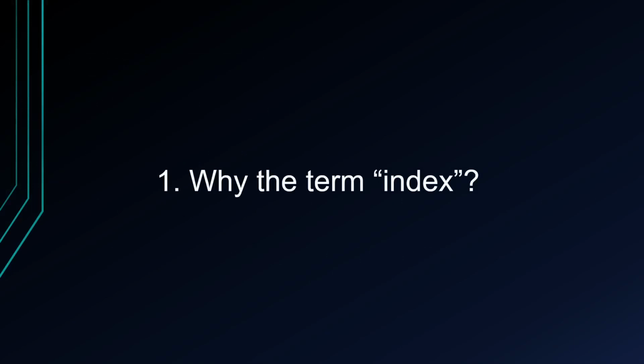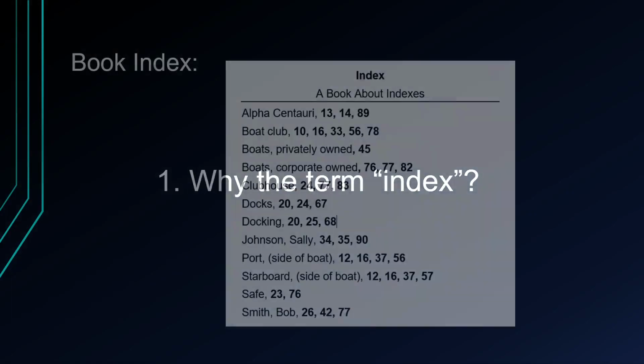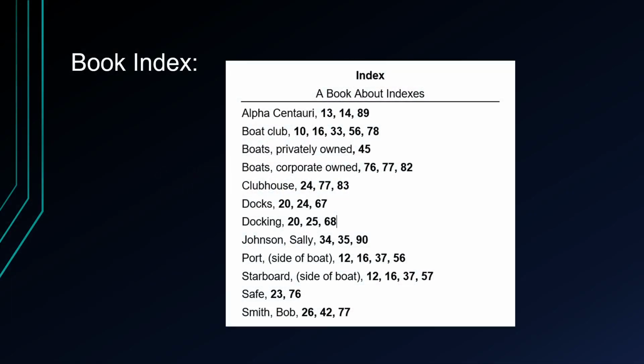Okay, so number 1, why the term index? Now, this is not an official answer, but essentially a Splunk index is kind of modeled after a book index. So we see here in a book index that we have a list of items and their locations where those items can be found within a book. So a book index is a guide to quickly find all the locations where something is mentioned.